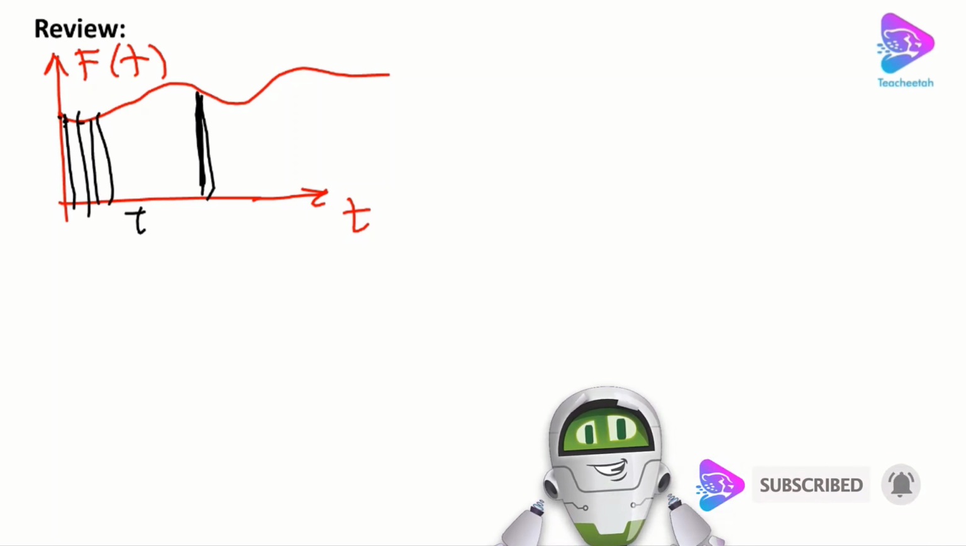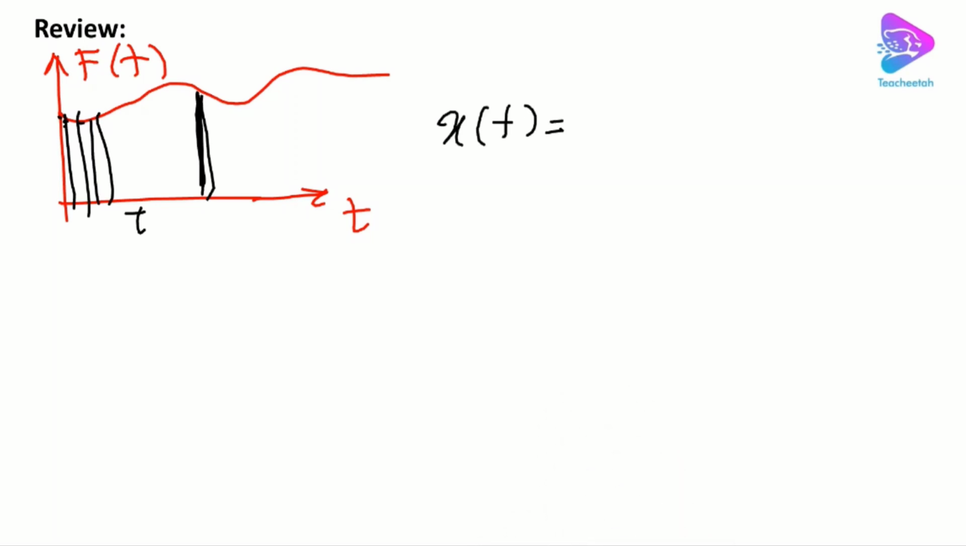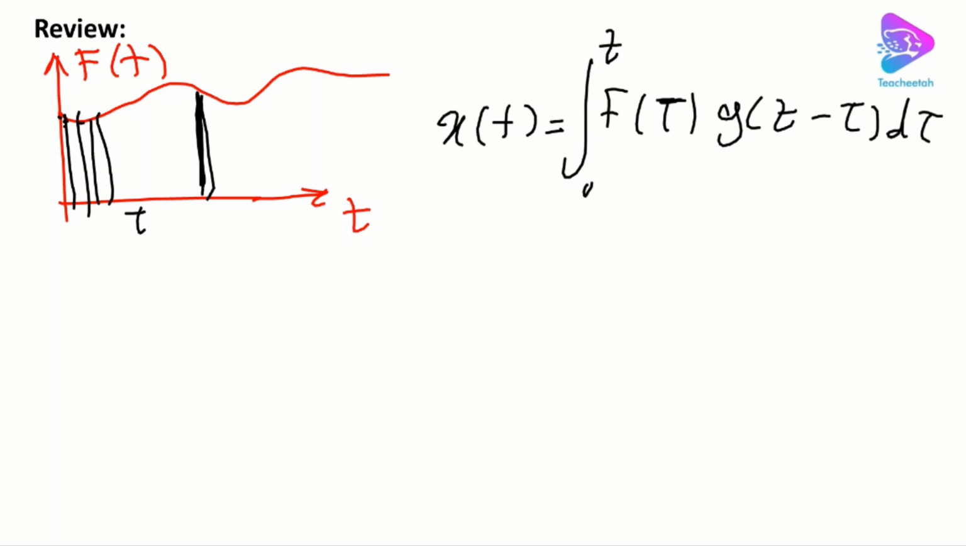So in that case, x(t) can be found as the convolution integral, which is the integral from 0 to t. As you see, the lower bound is 0 and the upper bound is t, but for the integration purpose we take t as a constant. F(tau), so F is the function and tau is the variable of the integral, g(t minus tau) d tau. So here is the integral that we can use to find the response of the system.